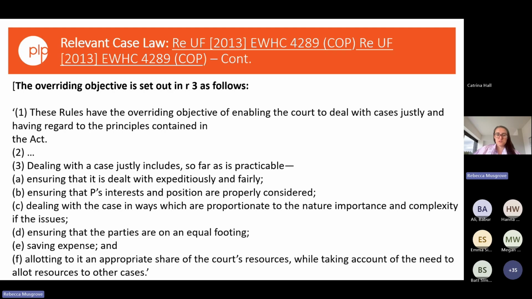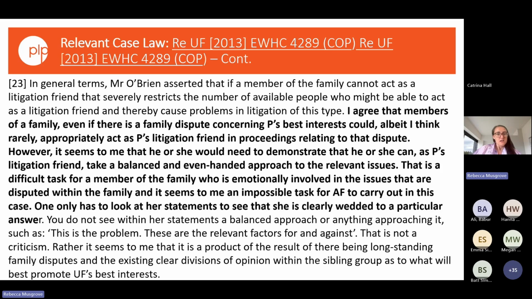Deal with the case in ways which are proportionate to the nature, importance, and complexity. So I think sometimes, particularly for family members, the issues which they think are important might not be the issues which we as lawyers think are important. And so when they're acting as litigation friend, they're going to have to be able to understand those differences, and understand that the court won't want to litigate every single point. So the overriding objective always applies, as we know.